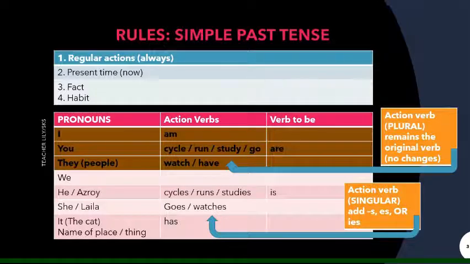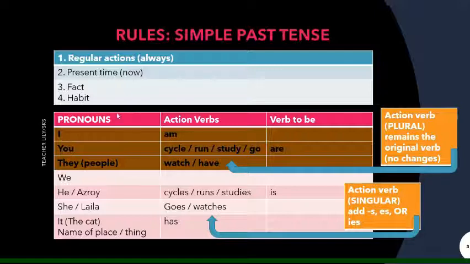Okay, rules for simple present tense. It is usually used with number one, regular actions, something that you always do. Number two, present time, meaning now, like me now, I'm teaching you now. Number three, fact. Fact means something that cannot be changed, it's always like that, for example, the sun. And number four is habit, something that we like to do, always do. That is our habit.